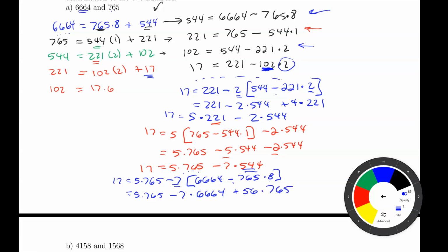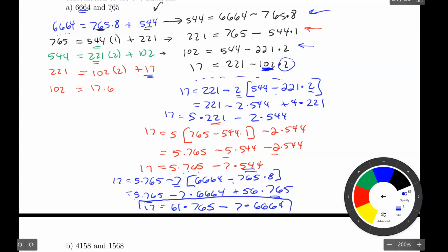And so now I'm going to add the 765s together. So I have 5 of them and another 56 of them. So that gives me 61 765s. Subtract 7 6664, and that's what 17 is equal to. There it is, linear combination of the greatest common divisor with the two numbers. And you get to do this one.